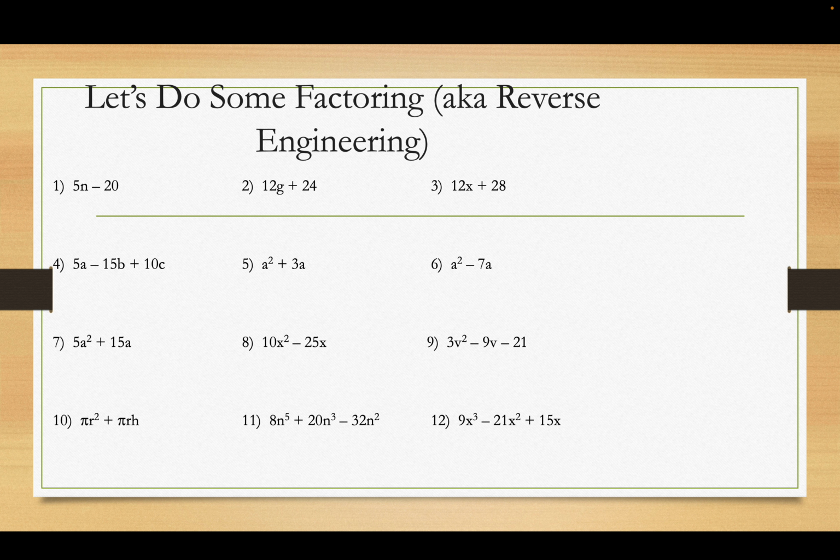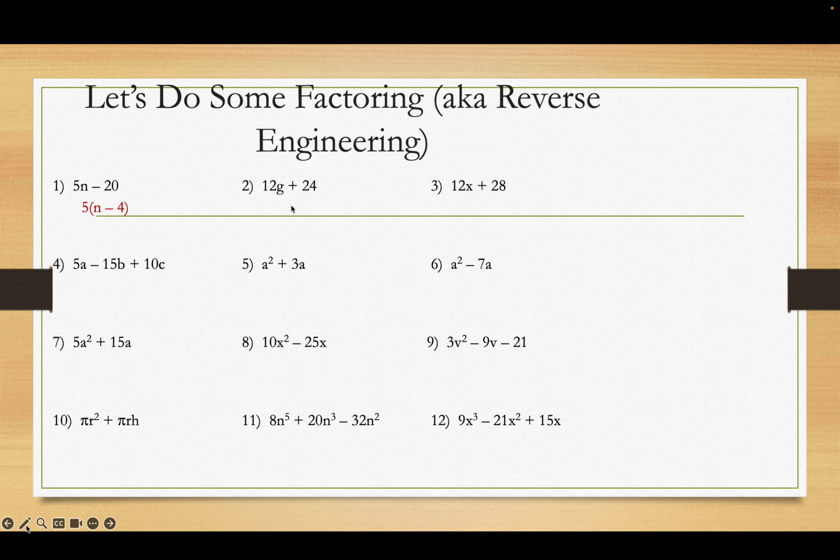Numbers 1, 2, and 3. Now, in number 1, they distribute. They share 5 in common, so we distribute it. That's 5 times n minus 4. Remember, we are reverse engineering this, so distribute back with the 5. 5 times n is 5n. 5 times negative 4 is negative 20. I did it correctly. What's the greatest common factor of number 2?